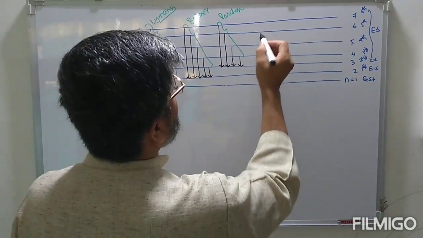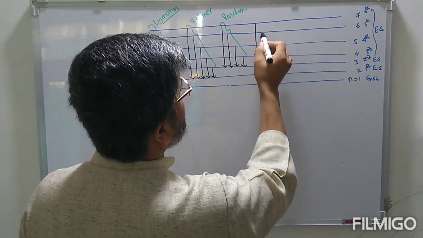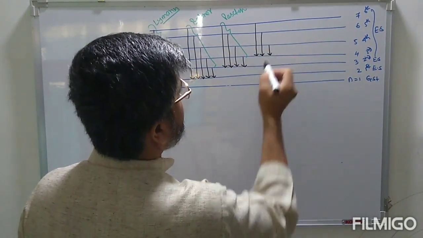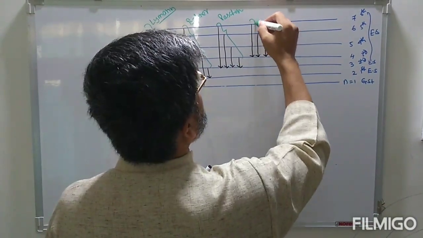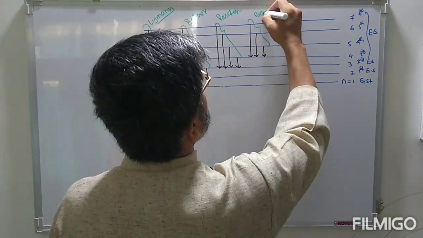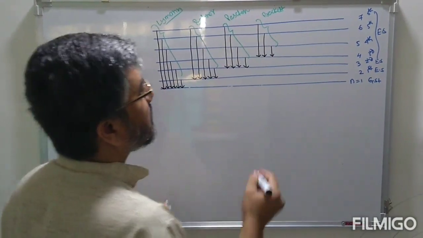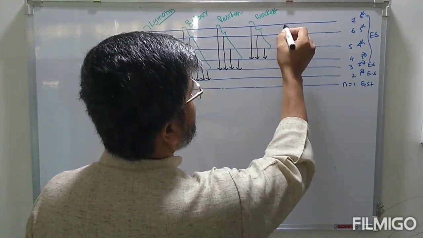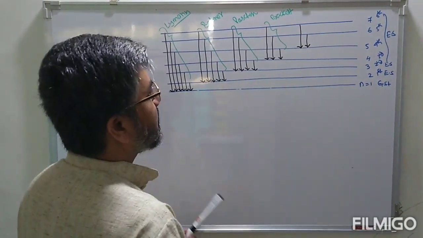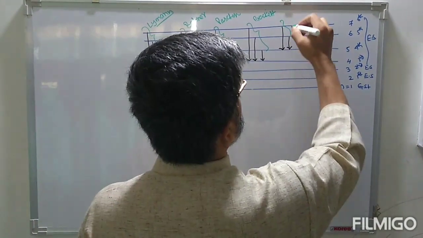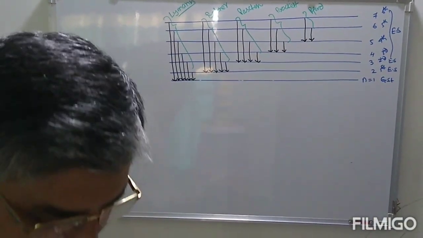Now, if an electron is coming to the third excited state, then this is known as the Brackett series. If an electron comes to the fourth excited state, then this series is known as the Pfund series. So we have these 5 series.